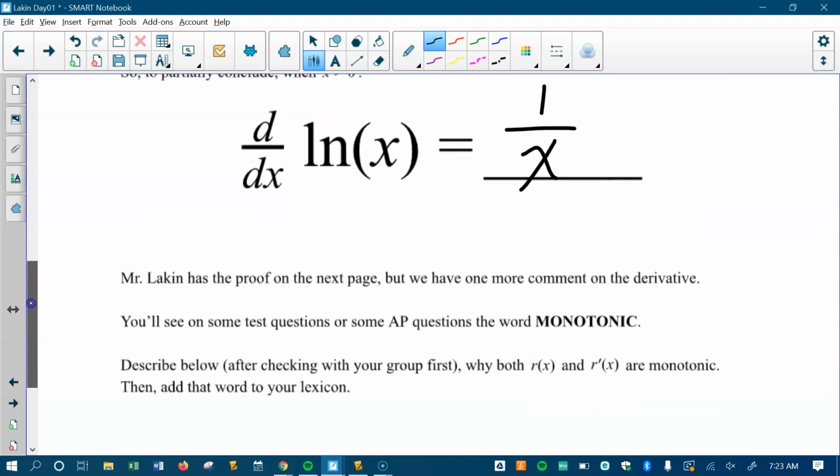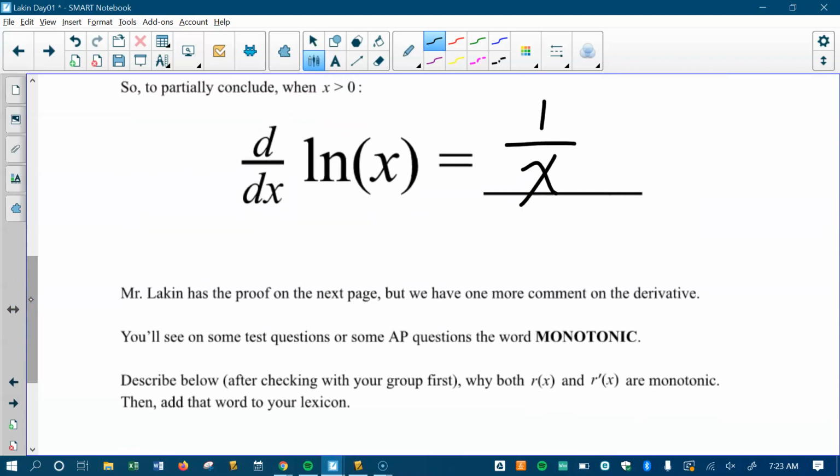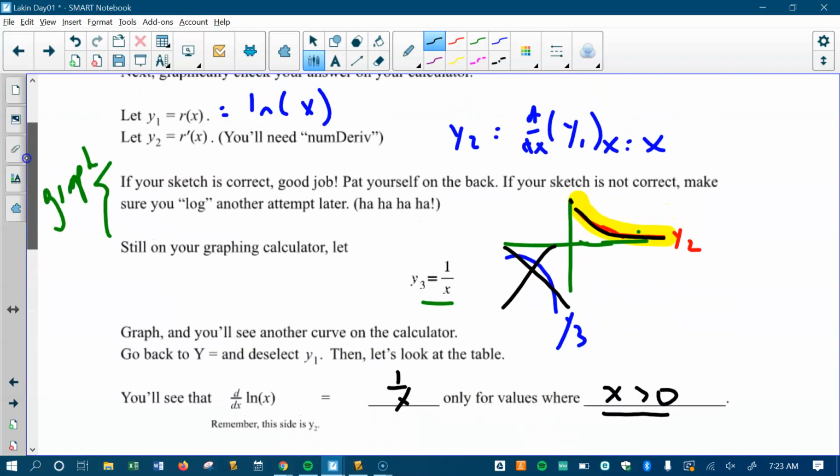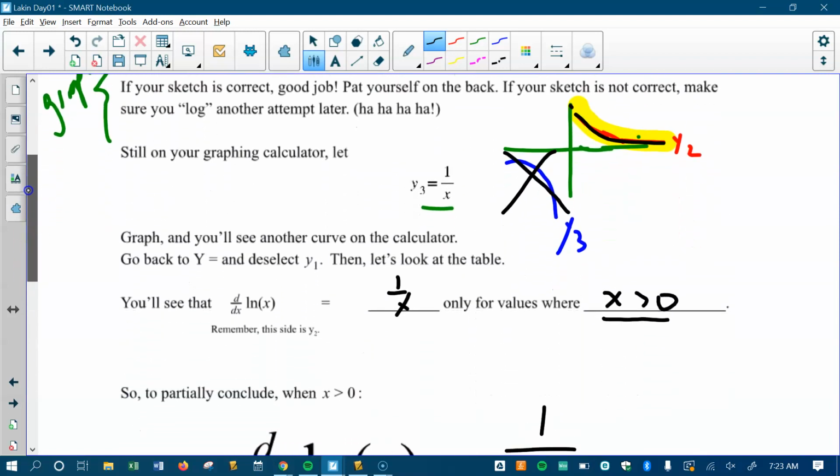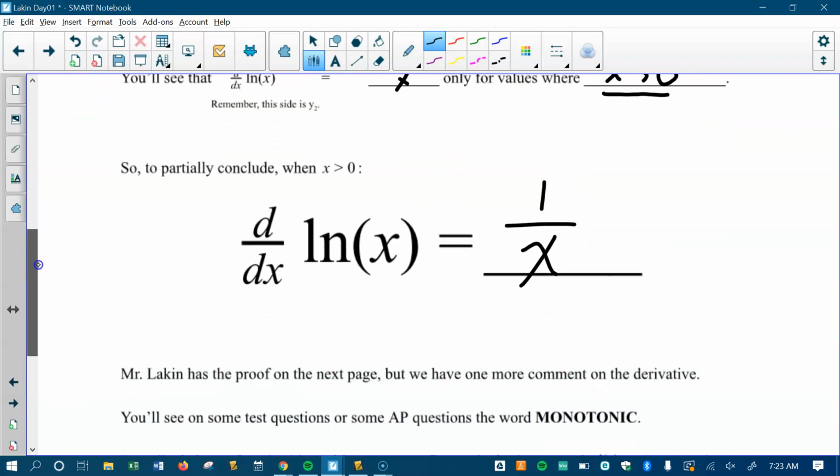Now, I have a proof on the next page, and we're going to do some examples with this, but the general idea here is we graphically saw that the derivative of the natural log of x is 1 over x, but only the right side of 1 over x, not both sides.